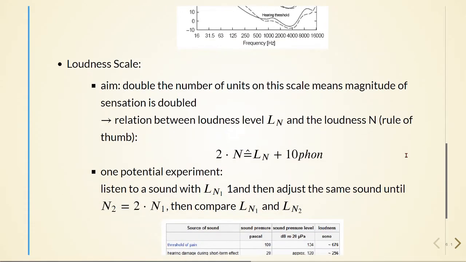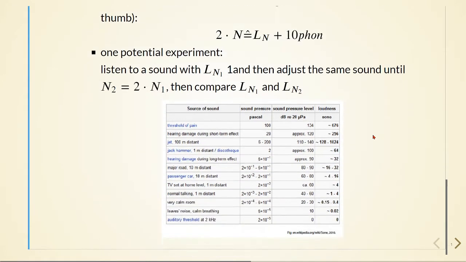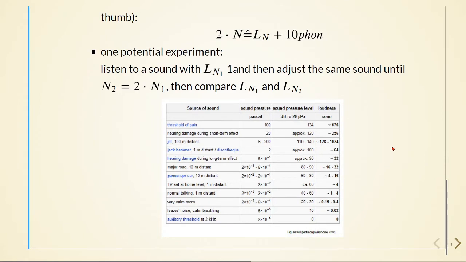The loudness scale: there's a relation between the loudness level Ln and the loudness N, and as a rule of thumb, we have that 2 times N is equal to Ln plus 10 phon. Here we can see different sound pressure in Pascal, the sound pressure level and the loudness in sone. So for example, the threshold of pain, we have these numbers here. In Pascal, it's 100, sound pressure level 124, and in sone 676 approximately.